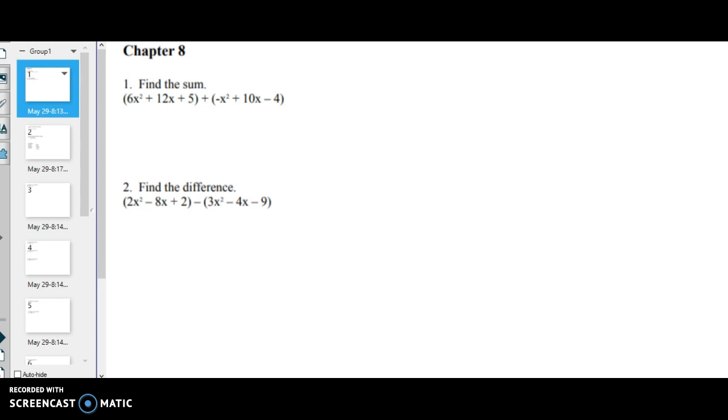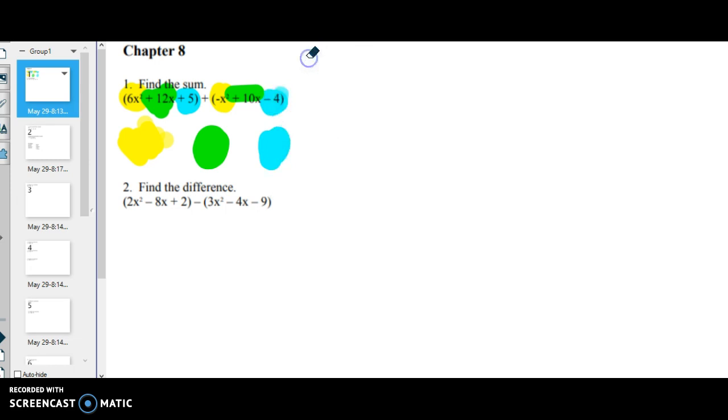Alright, let's start with the first one. It says find the sum. So right away that tells me that I'm going to add stuff. So really, I'm just combining like terms. So I'm going to go through and highlight stuff so you can see what happens. Do you see right here I've got a 6x squared, and over here I've got an x squared. So at some point in time I'm going to put those two together. Then I've got a 12x, and in the second one, do I have any x's? Yep, 10 x's. And then later I've got some constants, so plus 5 and a minus 4. So I'm going to put all of those things together.